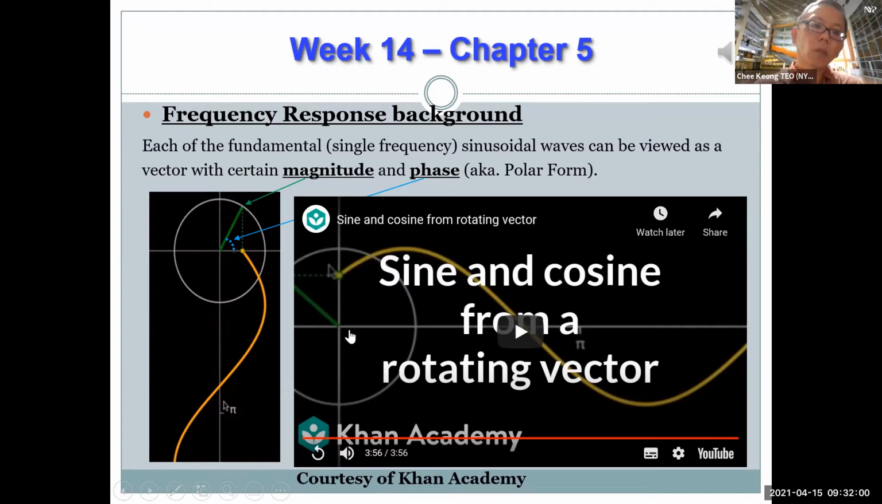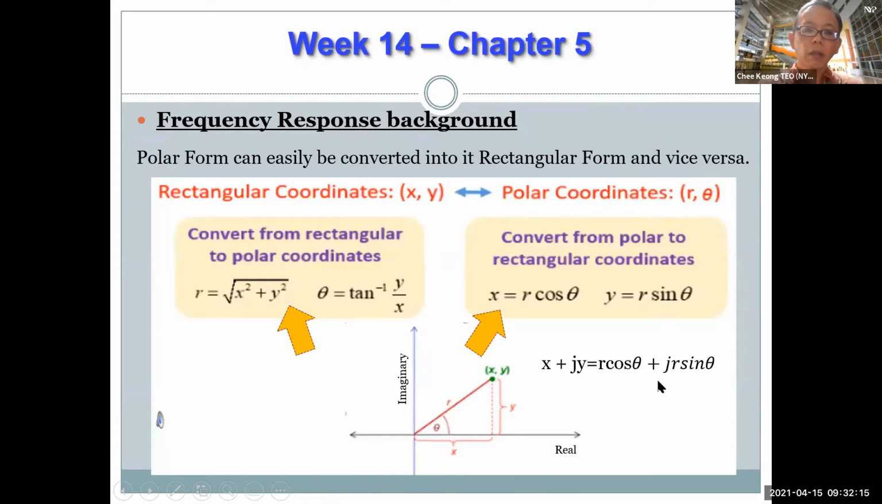So essentially, a sine wave in the time domain can mean a vector in itself. It's just one domain in which it can be viewed as a vector, right? Using the formula, the polar form of a vector can easily be converted to rectangular form and vice versa. The rectangular form is essentially the complex number with real and imaginary j terms.